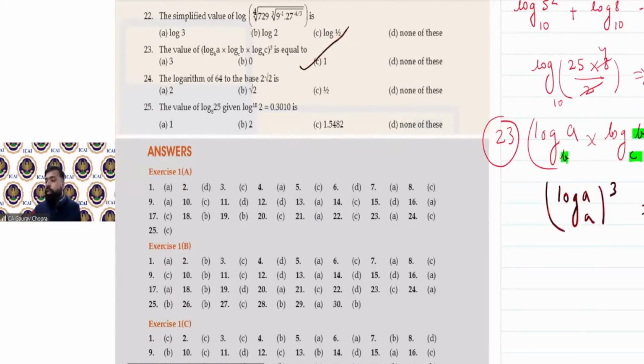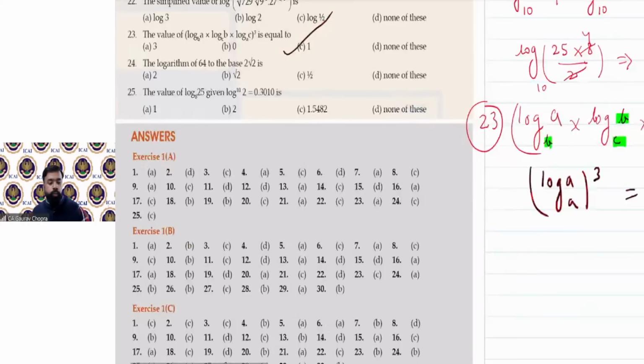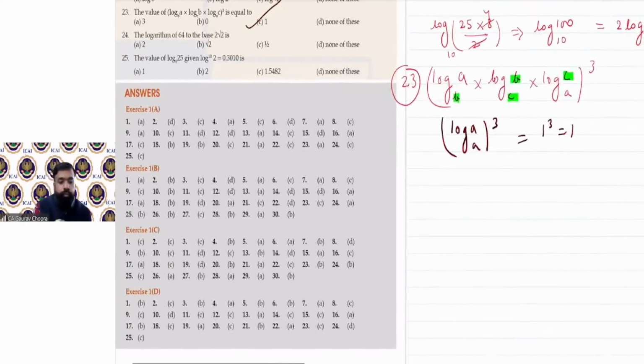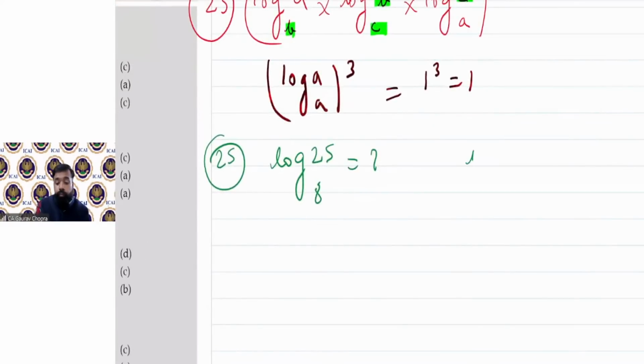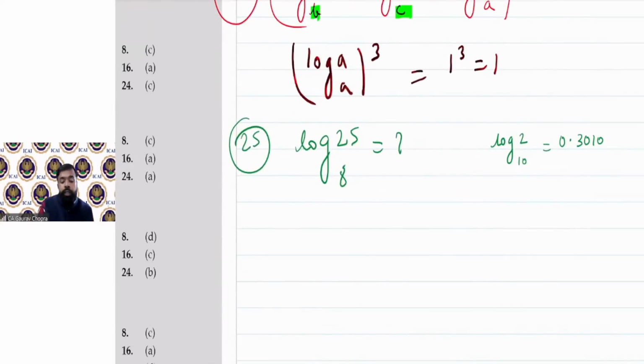Okay, there is one more doubt from Vikas. Question number 25. Okay, let's do 25 also. The last question for the day. Log of 25 base 8 is required and log 2 base 10 is given. Log 2 base 10 is given how much? 0.3010.